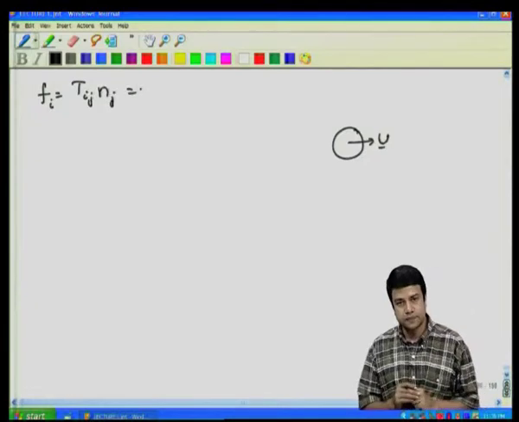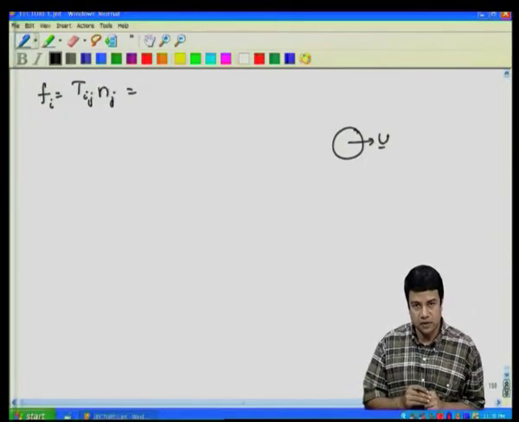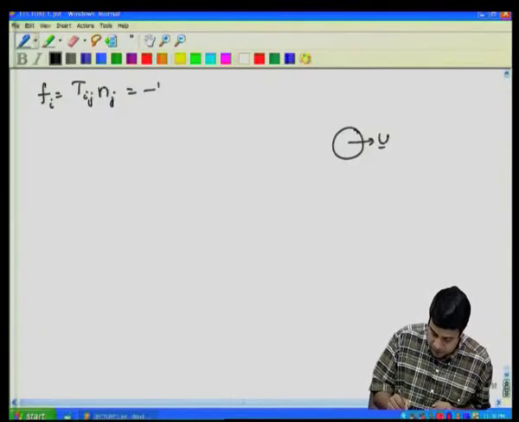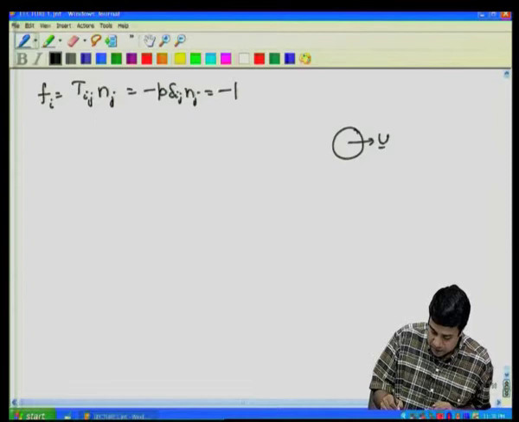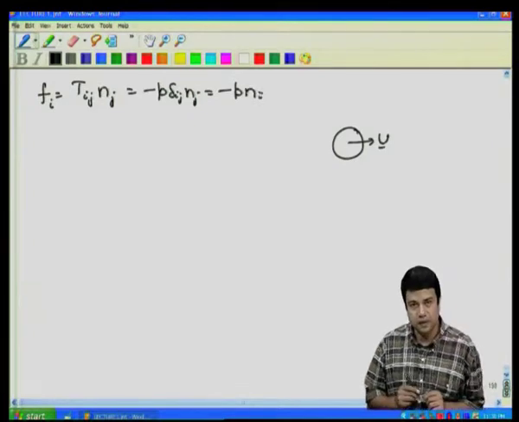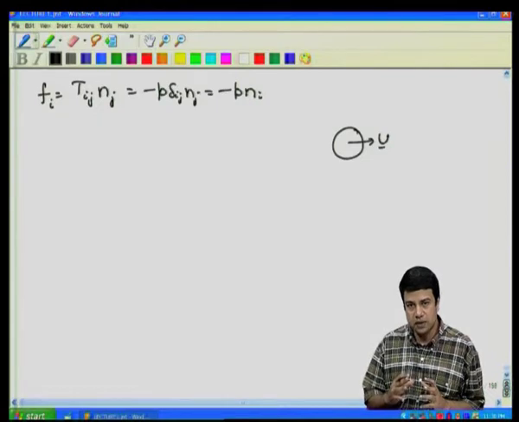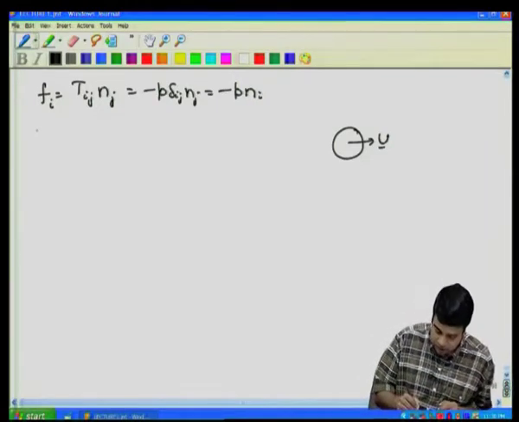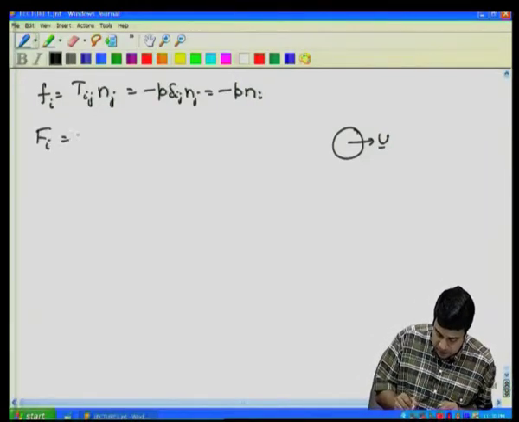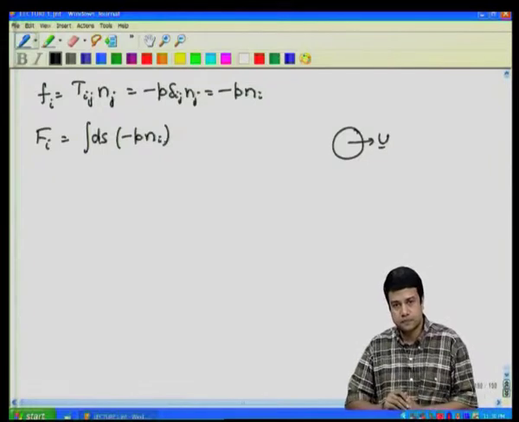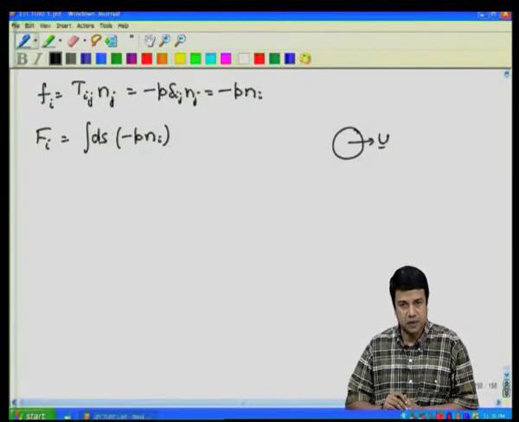The stress is purely due to pressure, so it is equal to minus P delta_ij N_j, which is minus P N_i. So this is the force acting per unit area on the surface. The total force is calculated as the integral over the surface of minus P times the unit normal. The pressure of course is given by the Bernoulli equation.